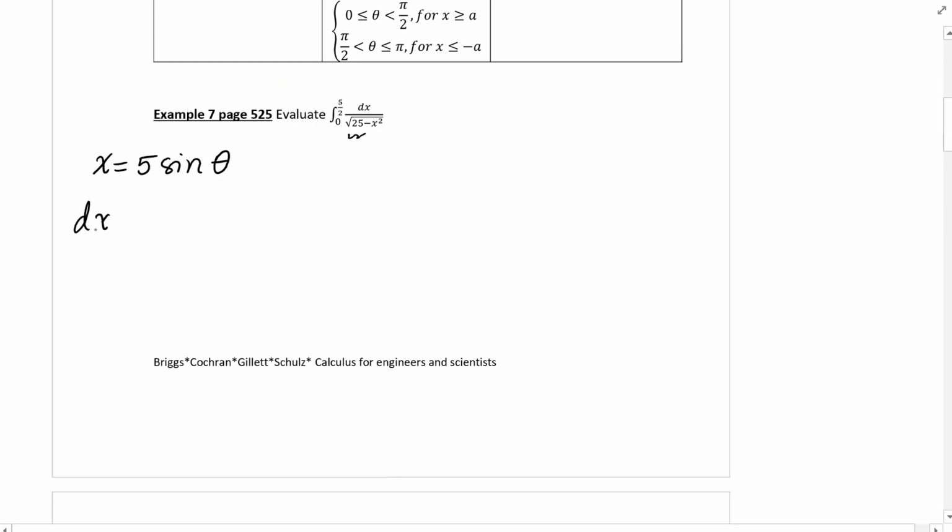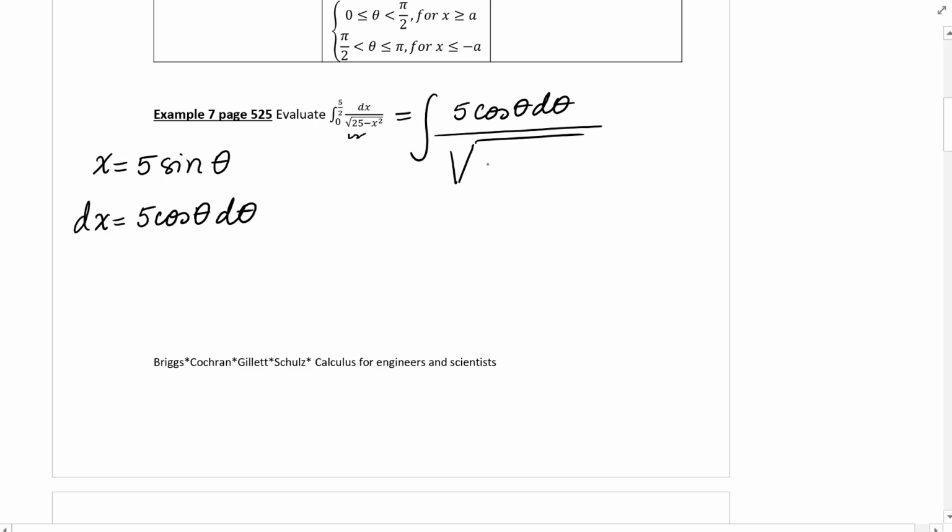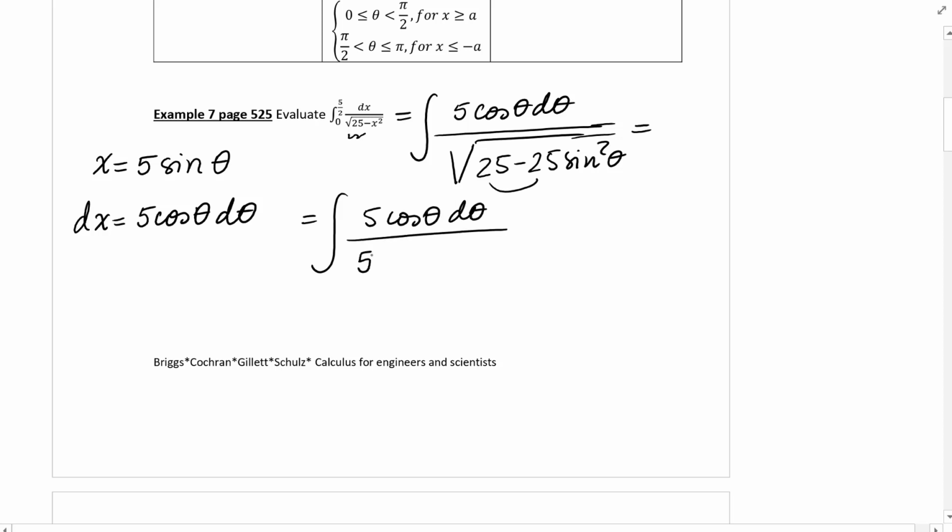Now dx, because when we do substitutions, we have to do the differentials as well. dx is 5 cosine theta d theta. So the integral becomes the integral of, instead of dx we put 5 cosine theta d theta, and the bottom is square root of 25 minus 25 sine squared of theta. This is going to be the integral of 5 cosine theta d theta. If we factor out 25 from here, it's going to be outside 5, and then square root of 1 minus sine squared, which is cosine squared. Square root of that is going to be cosine of theta.